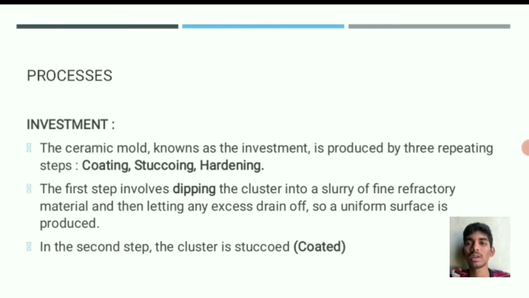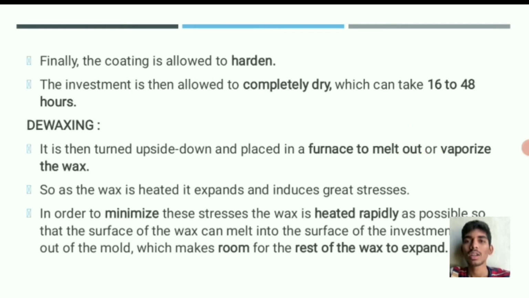Now let us discuss the first step, involving dipping the cluster into a slurry of fine refractory material and then letting the excess drain so a uniform surface is formed. In the second step, the cluster is coated. Then finally the coating is allowed to harden. The investment is allowed to completely dry, which can take 16 to 48 hours.